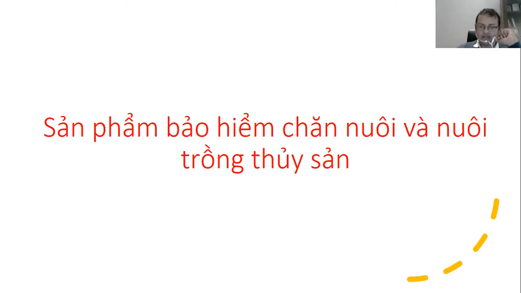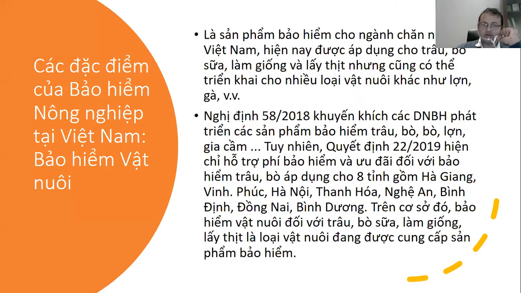So if we go to the next slide, livestock insurance is designed specifically for the livestock sector. It's currently available in Vietnam for different categories of animals, such as buffaloes and cows, in terms of dairy cows, and also for breeding and meat purposes. So cows which are being raised for milk, breeding, and meat as well. But of course, the livestock products can also be extended to many other categories like pigs, chickens, and so on.